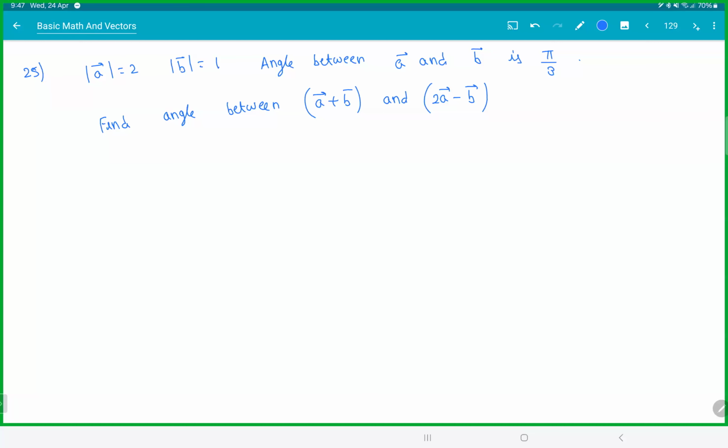Cos inverse 8 by 9. Okay. Let's see. So first thing, I am asking you the angle between a plus b and 2a minus b.